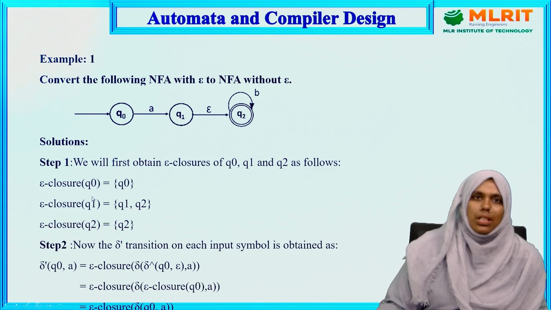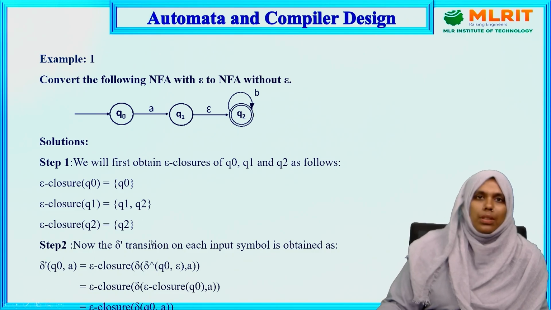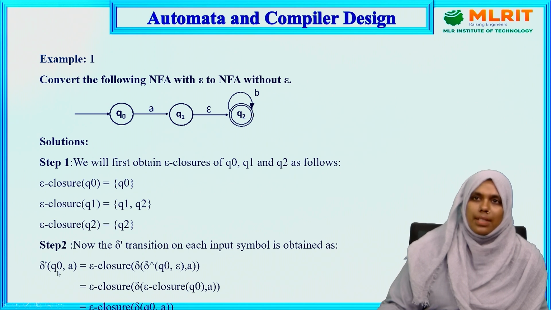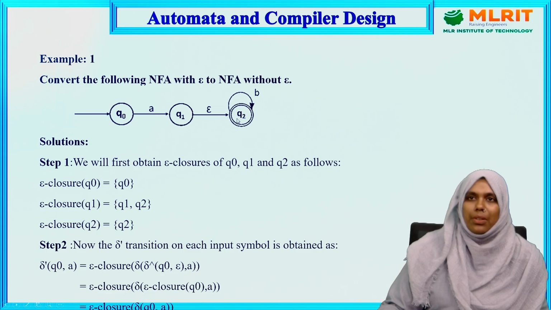Now coming to step 2. To get the transition on the input symbol, we have a formula for each and every state with the input. What is the formula? Transition of Q0, where Q0 is the present state. For example, here we have 3 states with 2 input symbols, so there will be 6 possibilities: 3 into 2, 6 possibilities.